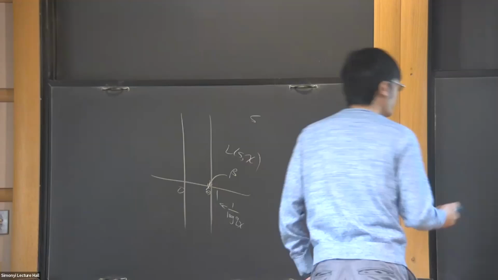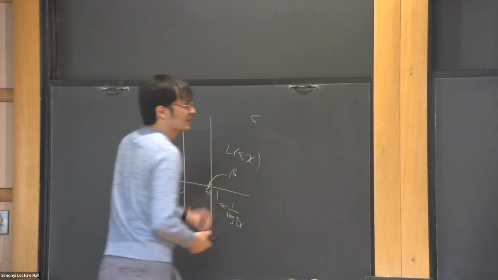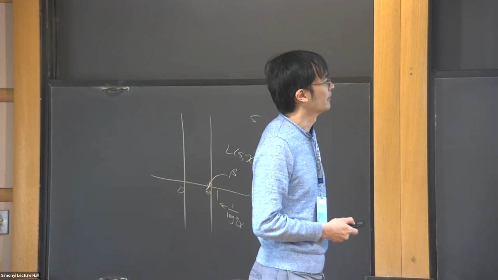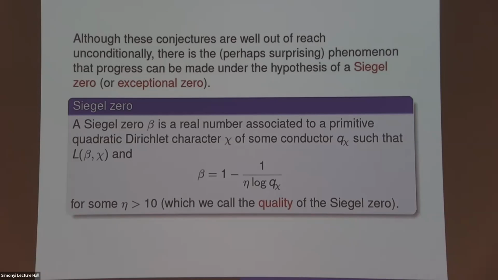So the bigger the eta, the closer the zero is to 1, and somehow the stronger the Siegel zero is, and you get more and more stronger results as the zero gets closer to 1. Siegel zeros have been a thorn in the side of analytic number theory for at least 50 years, because they provide counterexamples to all kinds of things. If they exist, they distort all kinds of asymptotics in number theory, and we'd like to get rid of them. There are many attempts to do so.